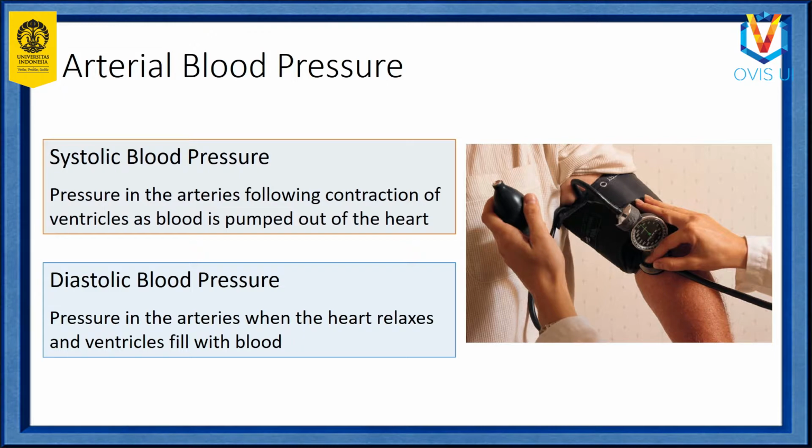pressure. Systolic blood pressure is the pressure in the arteries following contraction of ventricles as blood is pumped out of the heart. It is increased when contractility of the heart or the stroke volume is increased. Diastolic blood pressure is the pressure in the arteries when the heart relaxes and ventricles fill with blood. Diastolic blood pressure is determined by the resistance in the peripheral blood vessels.